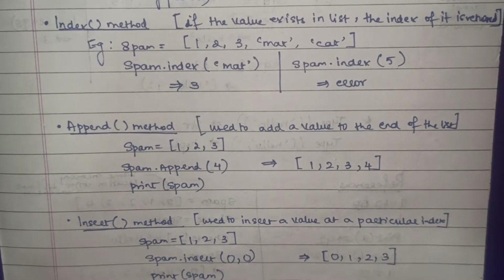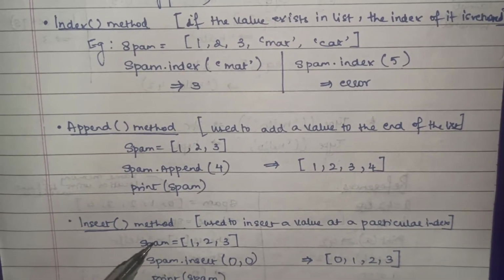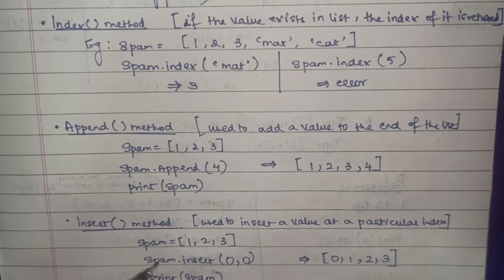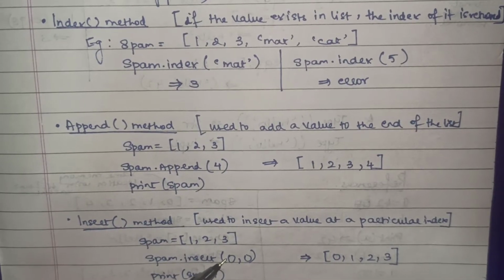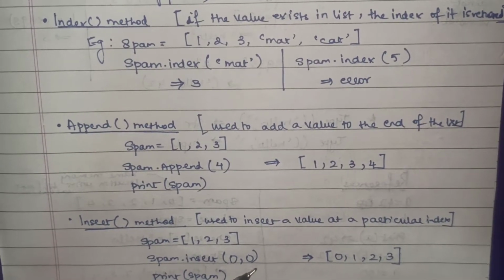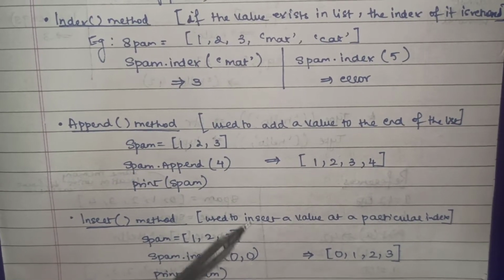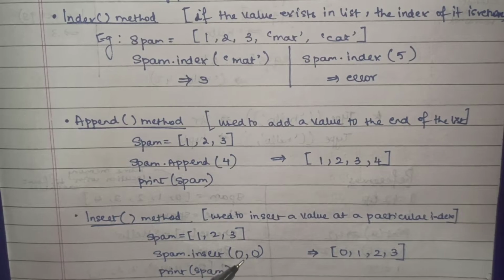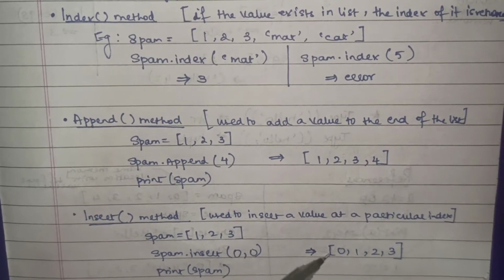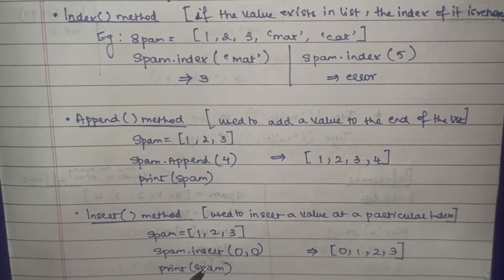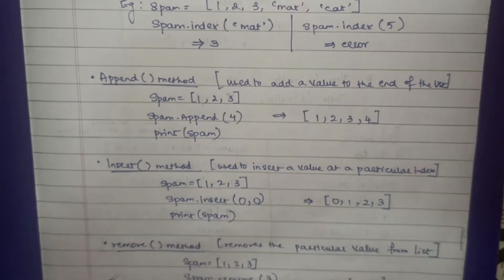Coming to the insert method, what happens is you have to insert a particular element at a particular index. So you have two parameters passed into the method. The first parameter is the index where you want to insert, and the second parameter is the element you want to insert. So firstly you have the list spam 1 2 3, and spam.insert where you insert at index 0 the element 0. Once you ask to print, it will be printed as 0 1 2 3. So that is about the insert method.